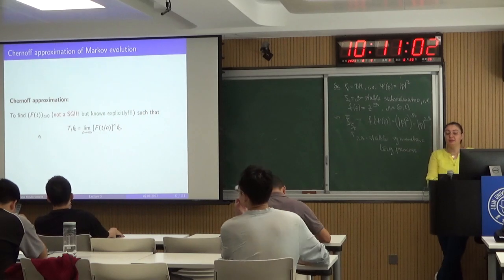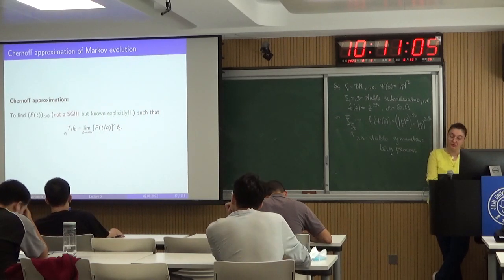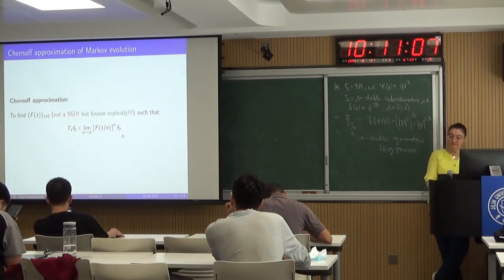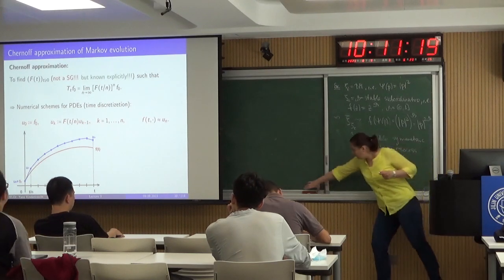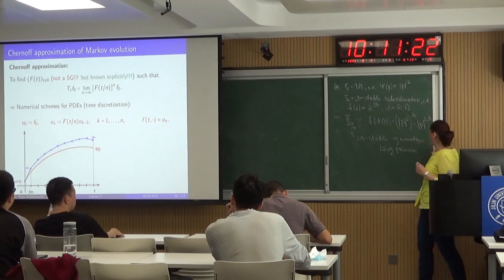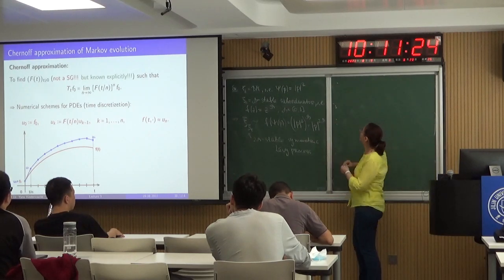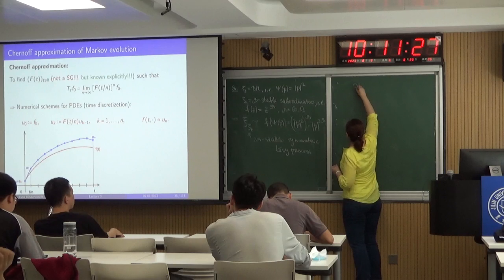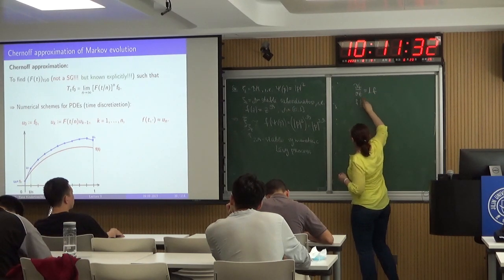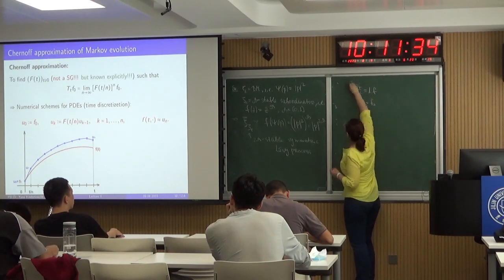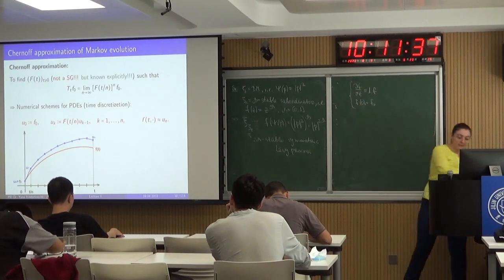So how to interpret this identity? This identity is called Chernoff approximation. On the one hand, this gives rise to numerical schemes for the corresponding partial differential equation. Namely, I recall that the corresponding partial differential equation is df over dt is equal to Lf, and we have the initial condition f(0) is equal to f0. And we have this Cauchy problem.